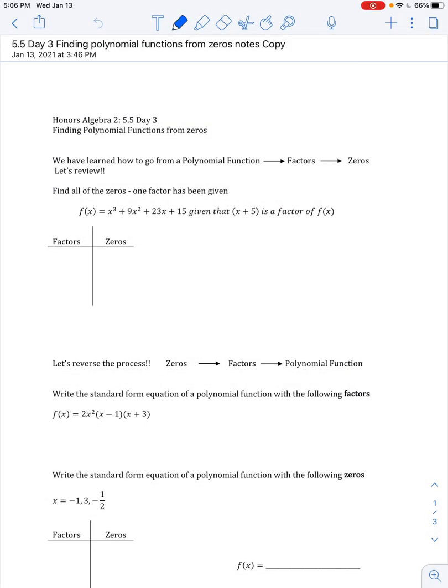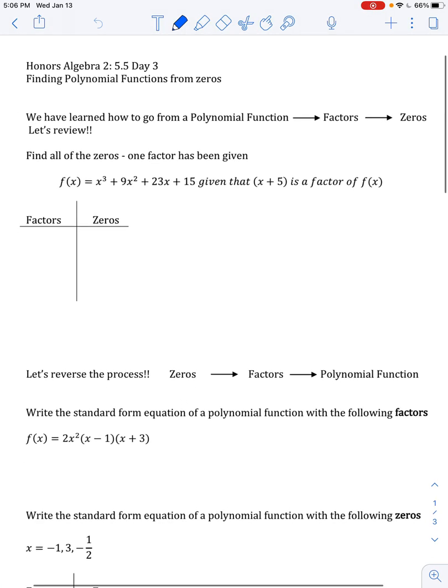Alrighty, friends, here we go. We're going to learn this really fun thing that is actually a process we already know. We just have to do what we learned backwards. How hard can that be? So this is still talking about 5. We are going to be finding polynomial functions from zeros. So it is the reverse of what we've been doing.